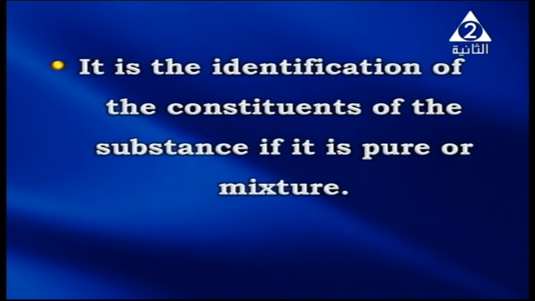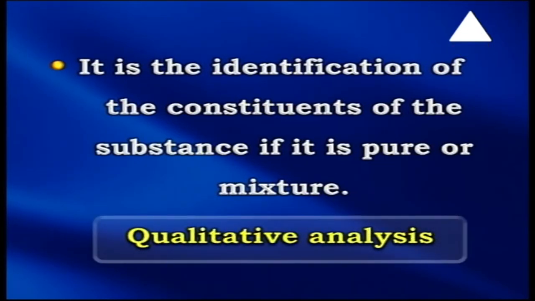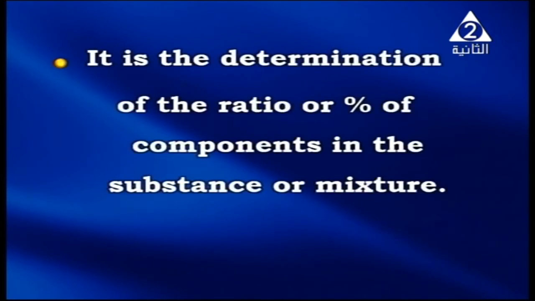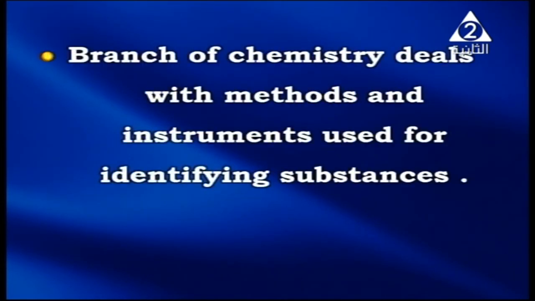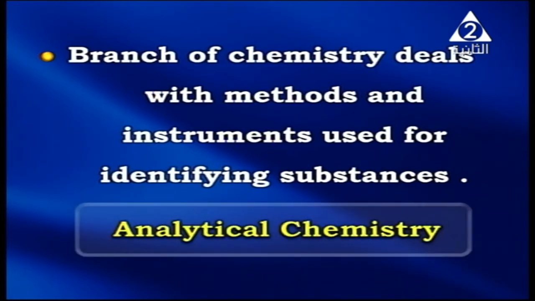Write the scientific term. It is the identification of the constituent of the substance if it is pure or mixture. Yes, the answer will be qualitative analysis. It is the determination of the ratio or the percentage of components in the substance or the mixture. Yes, it will be quantitative analysis. The branch of chemistry that deals with methods and instruments used for identifying substances, yes, it will be analytical chemistry.